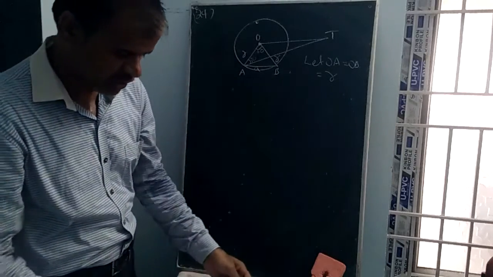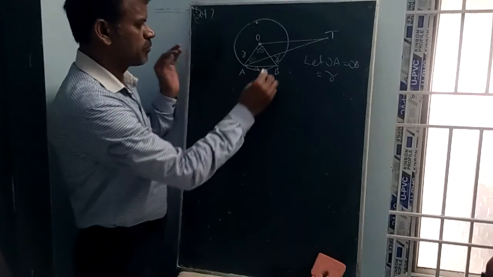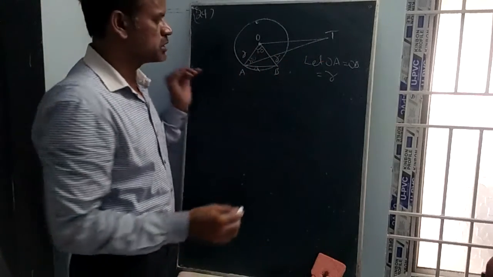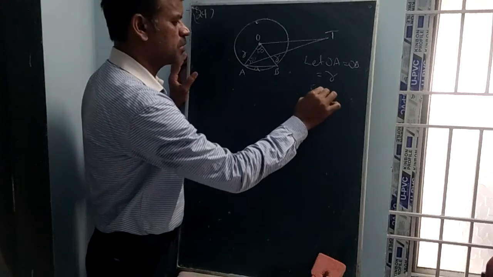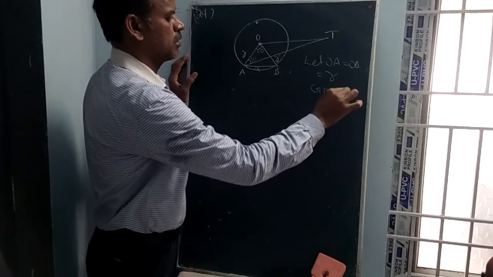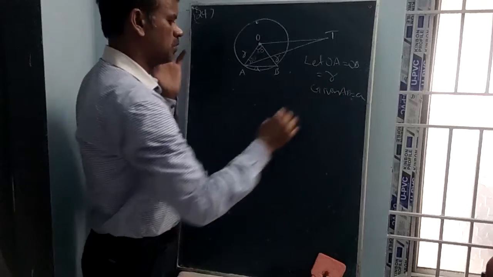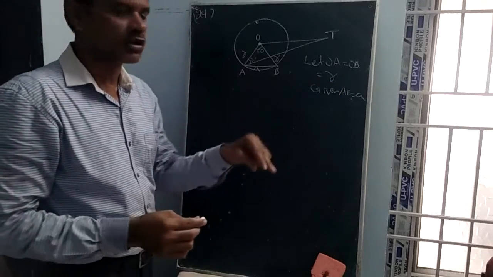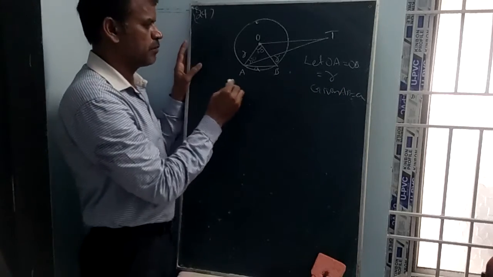Now, you can understand that OA is equal to OB is equal to R, and given AB is equal to a. AB means the 2 points on the boundary of the circle.